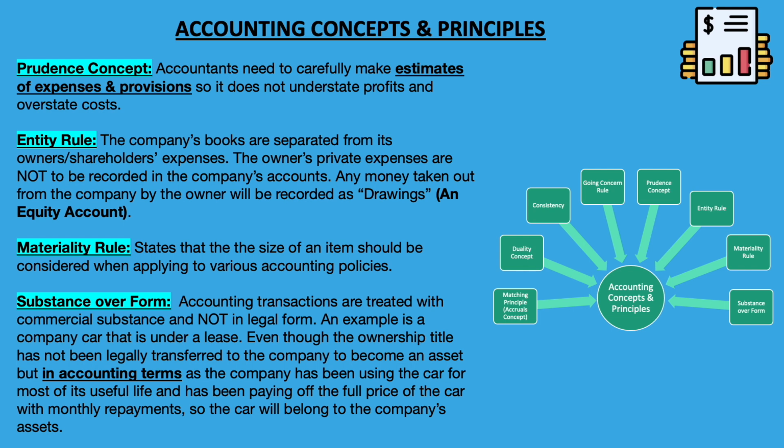Entity rule. The company's books are separated from its owners' or shareholders' expenses. The owner's private expenses are not to be recorded in the company's account. Any money taken out from the company by the owner will be recorded as drawings, which is an equity account.